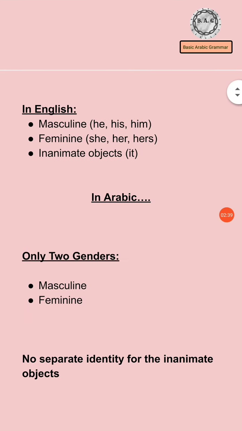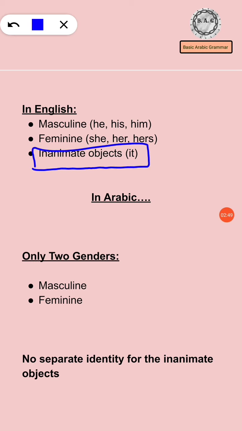Alright, so let's begin with our background. In English, we have a separate identity for inanimate objects. What I mean by this is we have masculine forms such as he, his, him. Then we have the feminine ones, she, her, hers. However, we also have a form for inanimate objects. All the non-living objects are referred to with this pronoun, it.